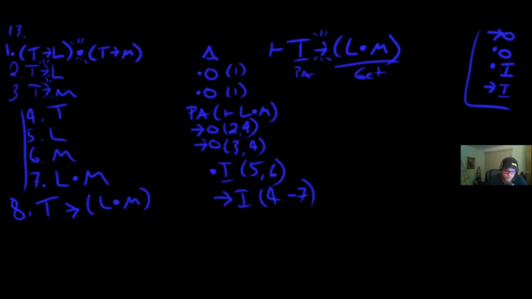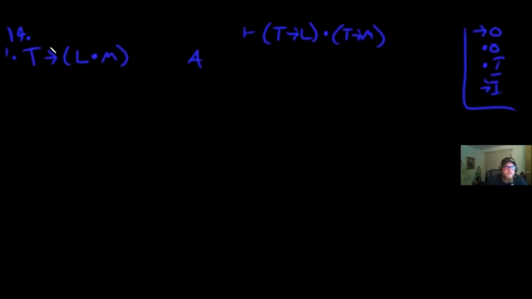So now what we're going to do is move on to problem 14, which is the same thing but in reverse. So we're going to start with T arrow L and M, and we're going to get T arrow L and T arrow M. See if that works. So let's see. First of all, arrows. Left side matches? No. Dots? There's one, but it's in parentheses, so no.